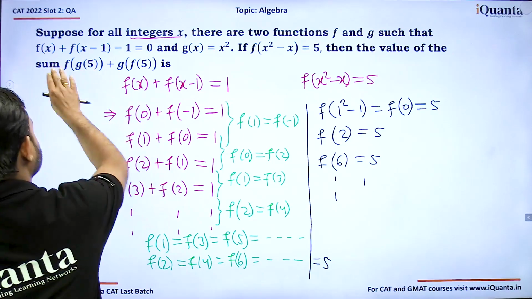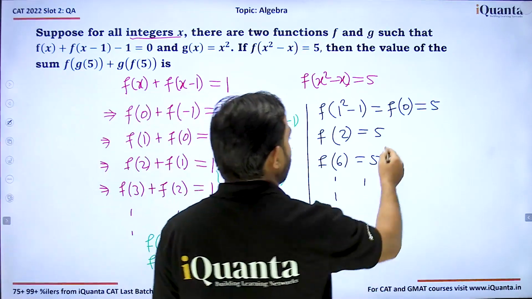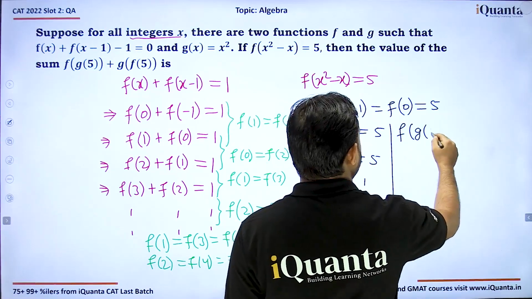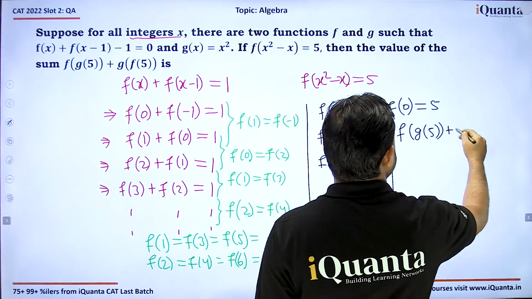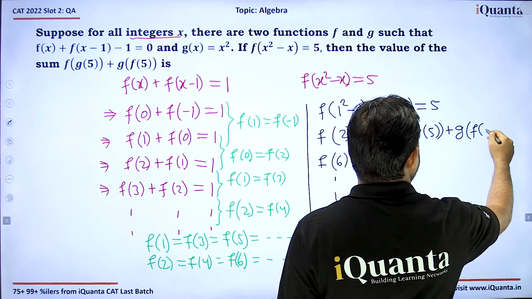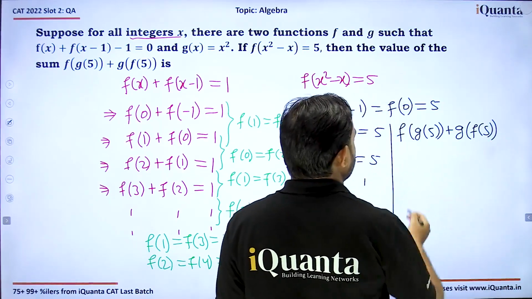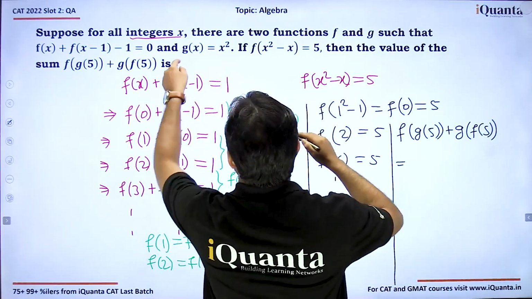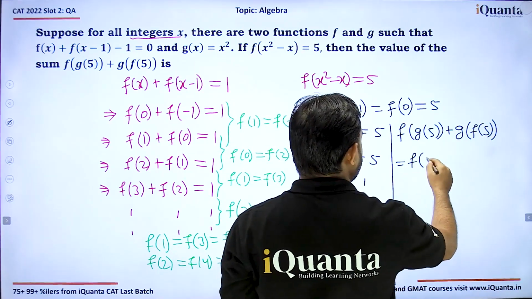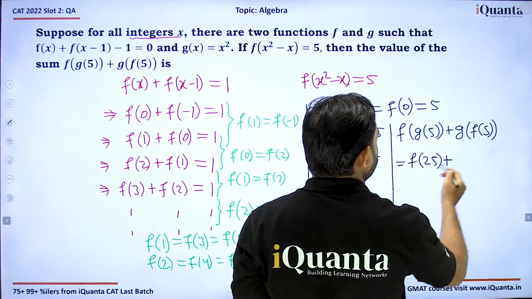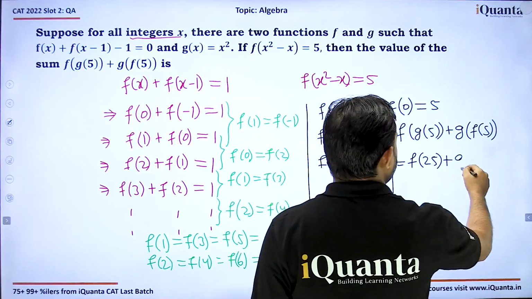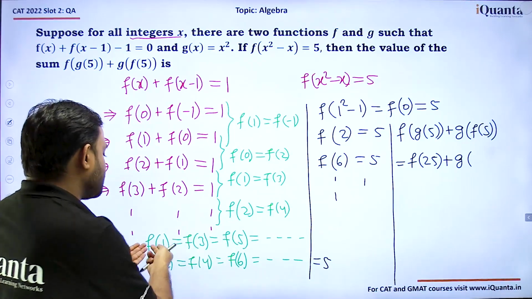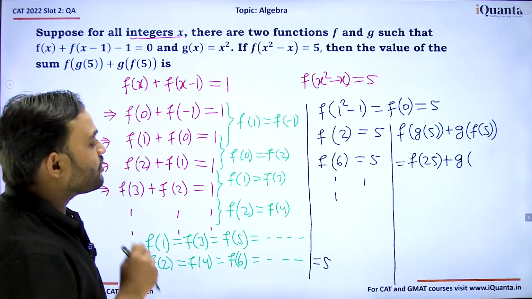Now let's solve this question. We need to find here f of g of 5 plus g of f of 5. So f of g of 5 means g of x is equal to x square, so we need to find f of 25 here, plus now g of f of 5. What is g of f of 5? 5 is odd, so it should be equal to something here. Now how do we find odd values?